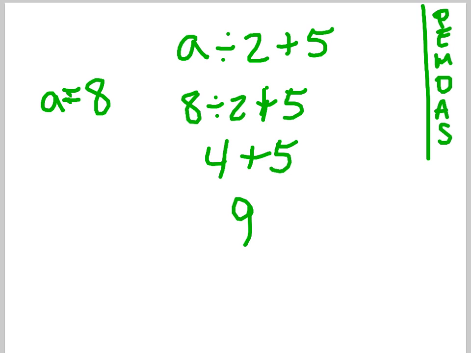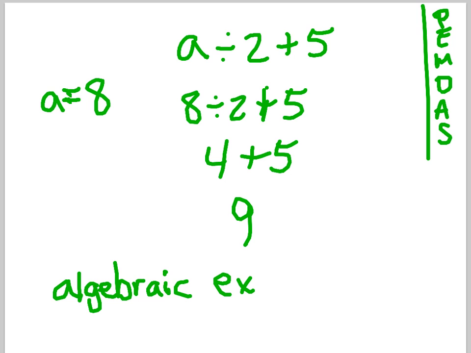Again, these are called, let me spell it out here for you, algebraic expressions. Remember, expression is just a math sentence that can be solved. So algebraic means that it's involving variables in there. Alright, so let's try some more.